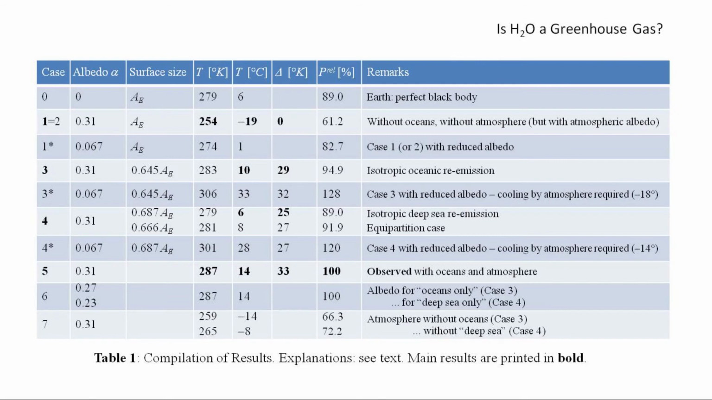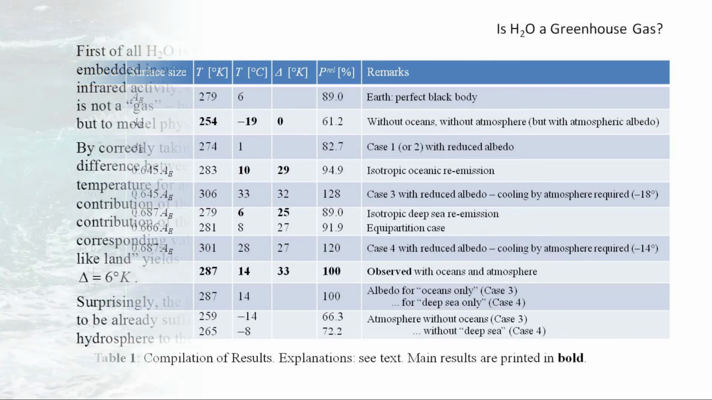measured in degrees Kelvin. As a result, the relative powers are 66.3% for the oceanless ocean area case and 72.2% for the oceanless deep sea case, which correspond to temperatures of -14 and -8 degrees Celsius respectively. It follows that within this model the existence of oceans is absolutely necessary for Earth temperatures above 0 degrees Celsius.